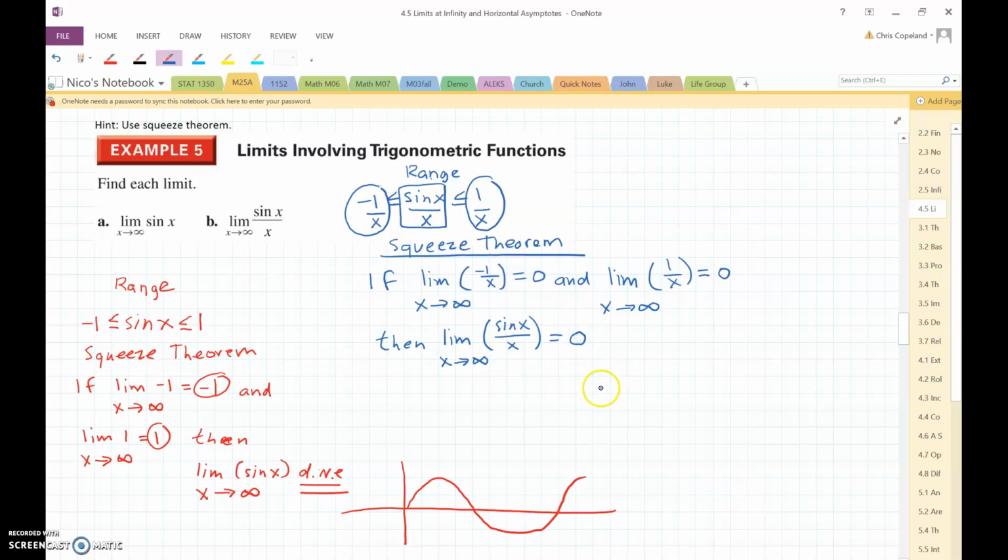Notice that that is different than the limit of sine x over x as x goes to 0. This would be equal to 1. Make sure you keep that straight.